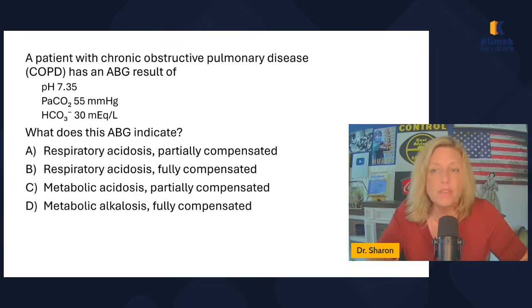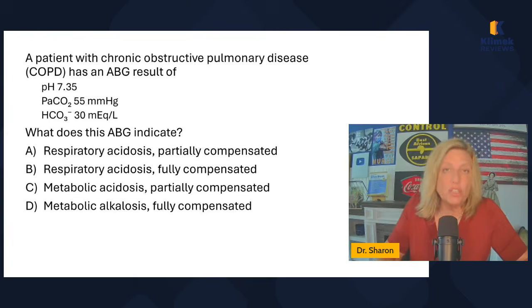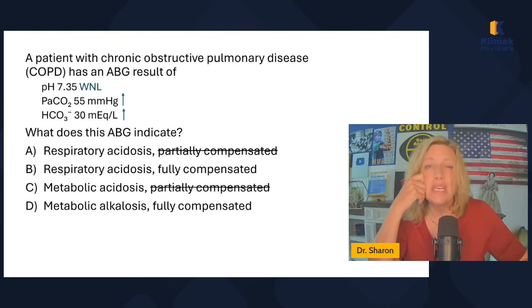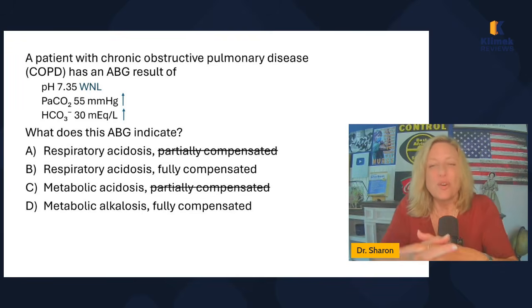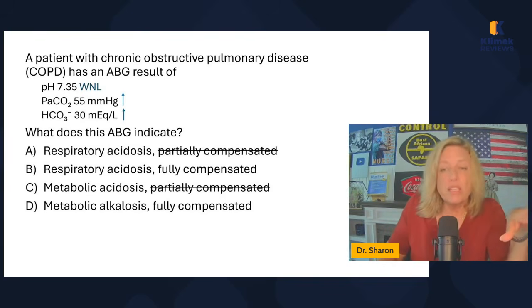A patient with chronic obstructive pulmonary disease has an ABG result of pH 7.35, CO2 55, bicarb 30. What does this indicate? And we have both fully compensated and partially compensated. So the pH is within normal limits, so I'm crossing off partially compensated. It cannot be partially compensated when the pH is normal. And don't say, well, it's really close to abnormal. That's true, it's really close to abnormal, y'all, but it's still within normal limits. So it's normal. You can't say it's close to normal. You say it's normal. That's what you have to say.